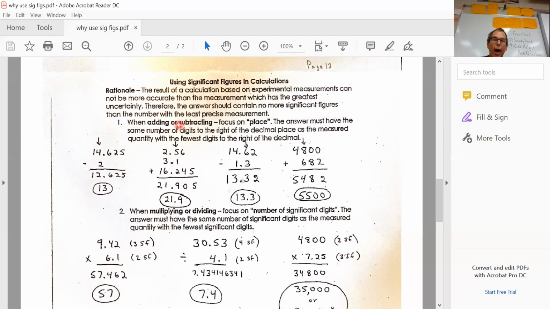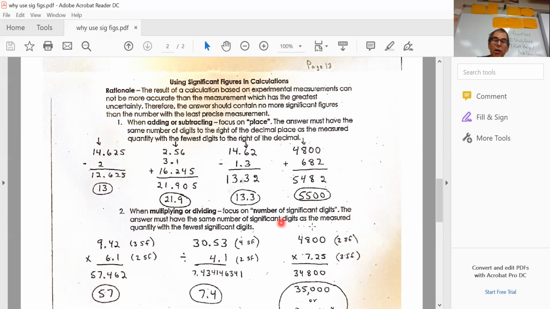When you add and subtract, look at place. This one's to the thousands place. This one's to the ones place. After I go through things, my final answer will be to the least precise, or to the ones place. The least precise is tenths. My final answer is tenths. Least precise is tenths. Final answer is tenths. And least precise is the hundreds place. My final answer is to the hundreds place.